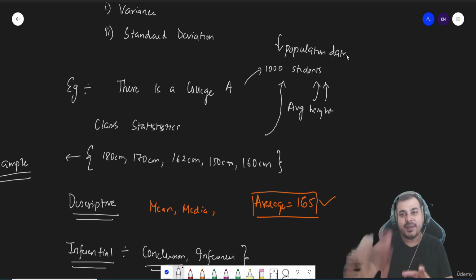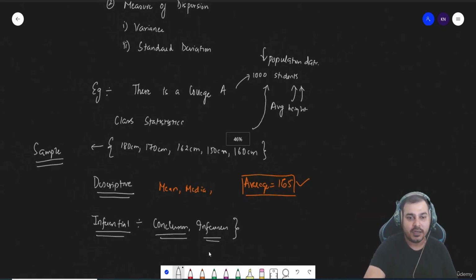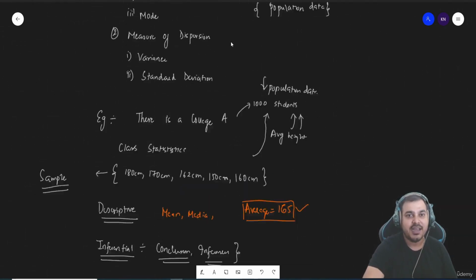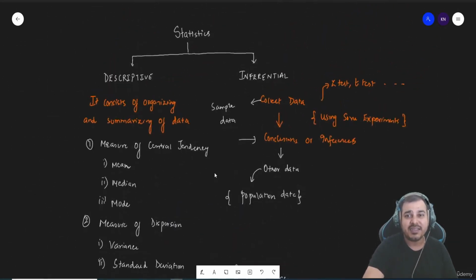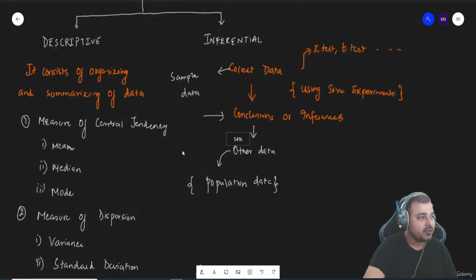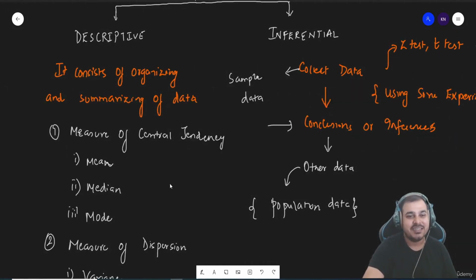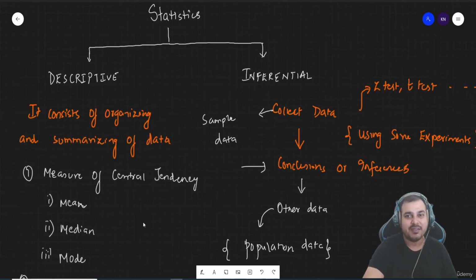So this is just a basic understanding of the difference between descriptive and inferential statistics. As we go ahead, we will discuss in depth what is population, what is sample, and what is measure of central tendency, what is measure of dispersion, everything.